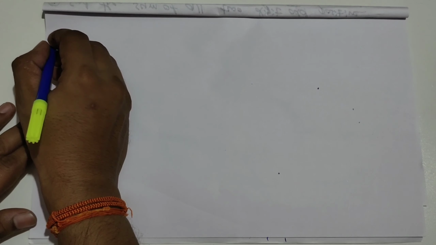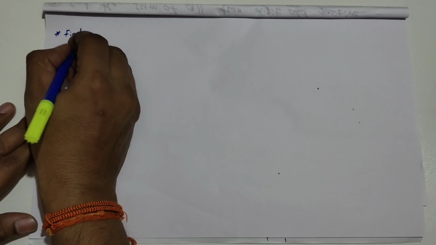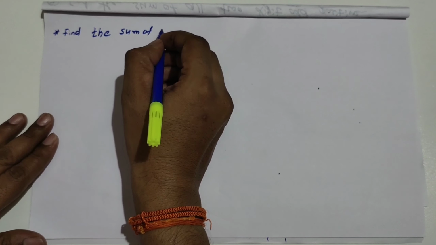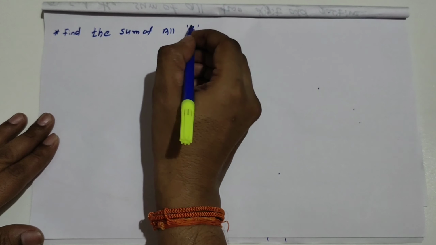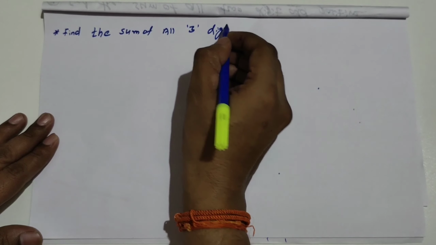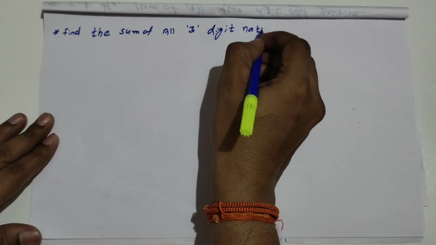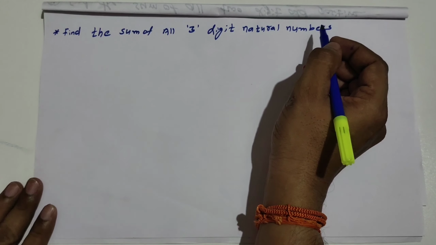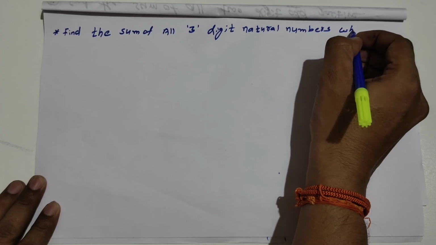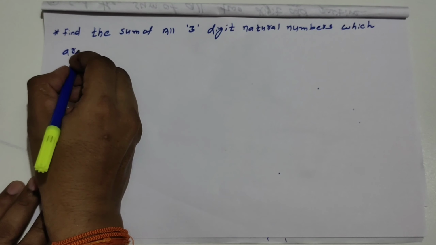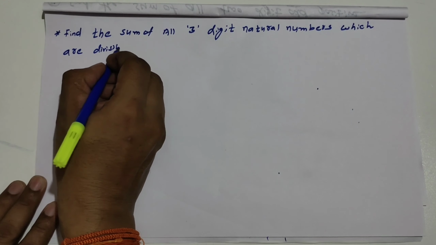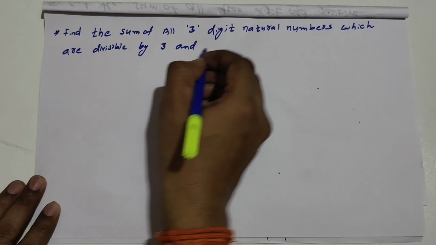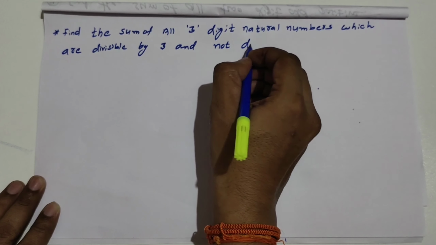Now students, the next important sum: find the sum of all 3-digit natural numbers which are divisible by 2, 3 and not divisible by 6.